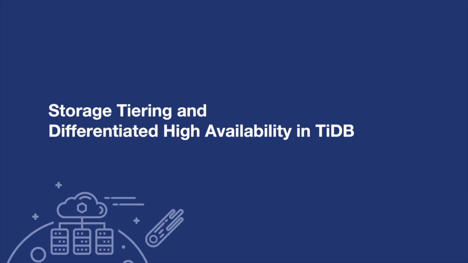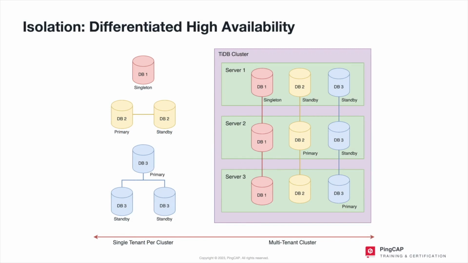Next, we will discuss storage tiering and differentiated high availability in TiDB. Our previous discussion revolved around resource control. Next, we will look at features we can use to implement high availability in our TiDB clusters. The first one we'll look at is data replication.